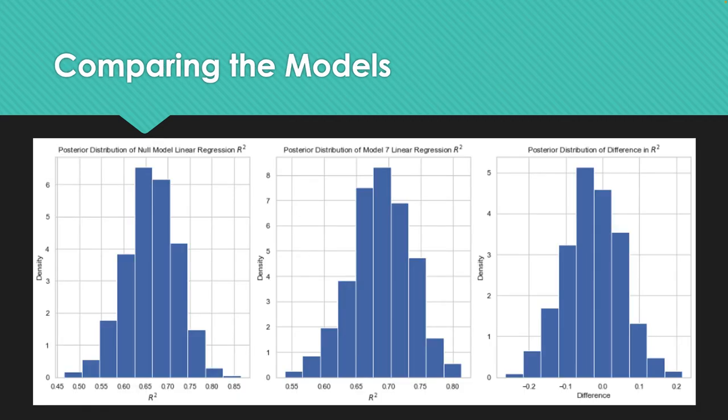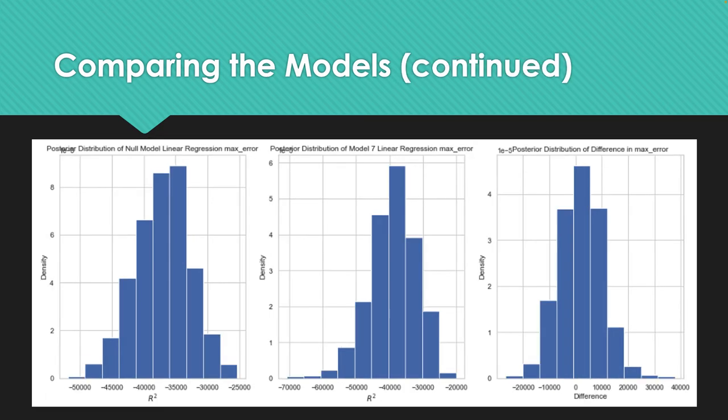So if we compare the models, this is first looking at the difference in mean r squared values. So the improved Model 7 right here on the right, and then the null model on the left, and then the difference of the posterior distributions is on the right. So it's just taking the null model r squared posterior distribution minus the improved Model 7, and then this is what we're left with. So again, I did the same thing for the max error between the null model and the improved model. And then this is the distribution of the difference.